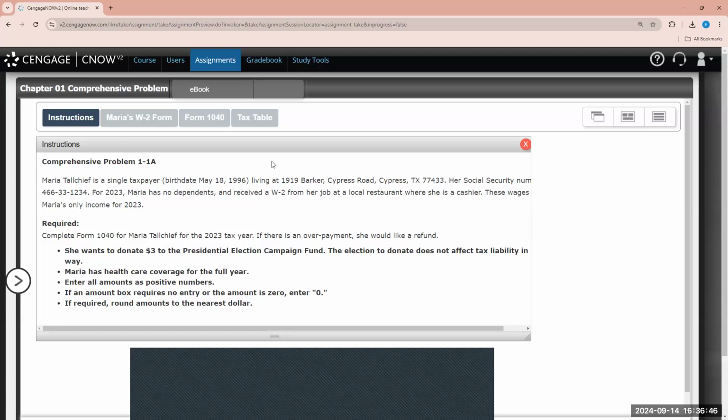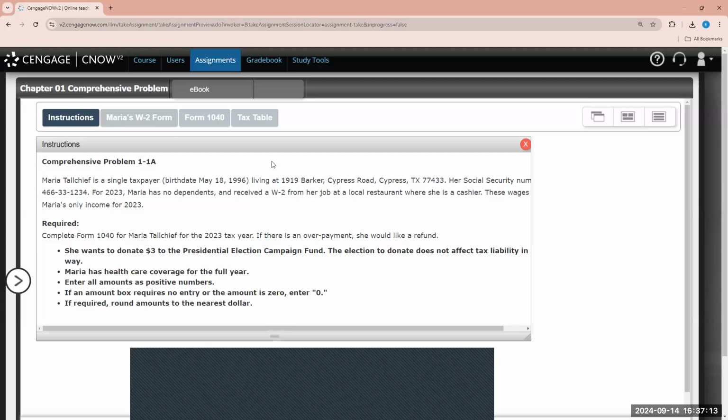She wants to donate $3 to the presidential election campaign fund. The election to donate does not affect tax liability in any way. Maria has health care coverage for the full year. Enter all amounts as positive numbers. If an amount box requires no entry or the amount is zero, enter zero. If required, round amounts to the nearest dollar. So just some key information. And we'll start at the top.